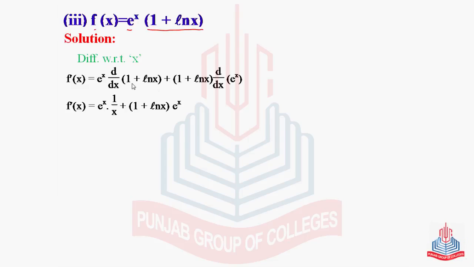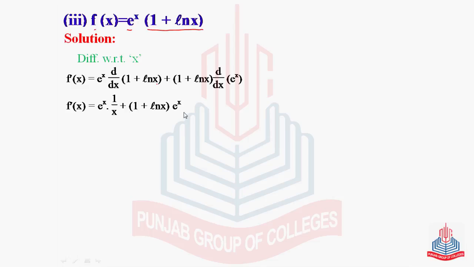The derivative of 1 will be 0, and the derivative of log of x is just 1 over x, which we explained earlier at the start of this exercise. The derivative of log x or natural log of x is just 1 over f of x. Here f of x is x. So to differentiate natural log of x, we have the derivative formula 1 over x, plus 1 plus log x as it is, and the derivative of e raised to the power x will be e raised to the power x as it is.